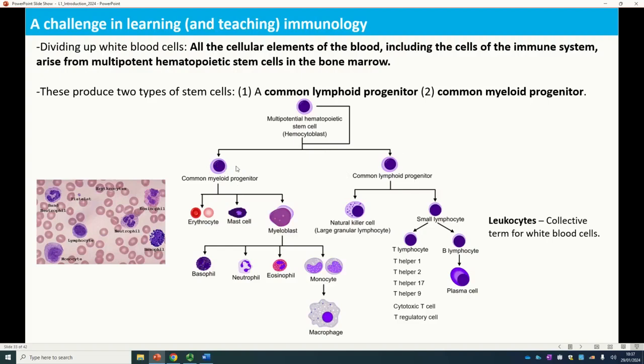So the common myeloid progenitor will give rise to erythrocytes, but it will also give rise to cells like mast cells, basophils, neutrophils, eosinophils, and monocytes as well. And then we have the common lymphoid progenitor, which will give rise to our lymphocytes, so our T cells and our B cells, and also natural killer cells. And it's really important to remember that leukocytes is the collective term for white blood cells, but not to confuse it with lymphocytes. Okay? So leukocytes are white blood cells. Lymphocytes are a class of leukocyte. And so these are our lymphocytes here, our T cells and our B cells.